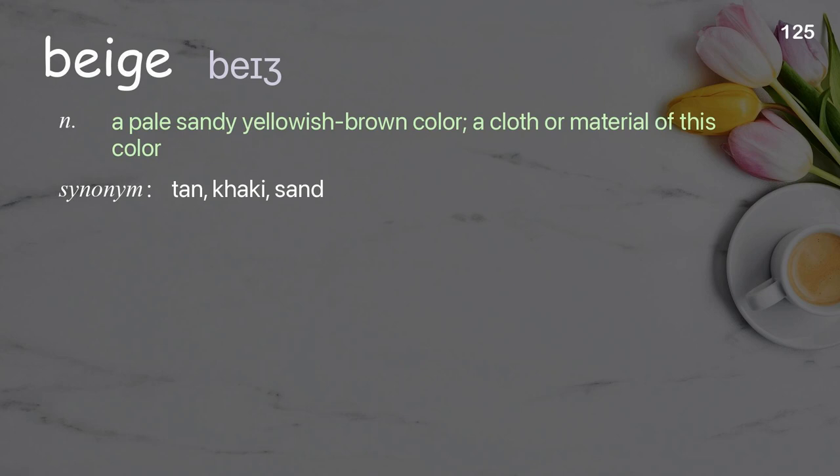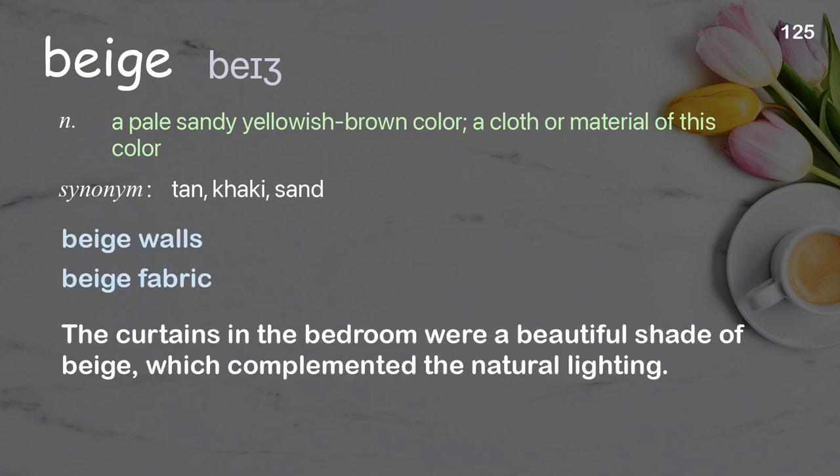Beige. A pale sandy yellowish-brown color. A cloth or material of this color. Examples. Beige walls. Beige fabric. The curtains in the bedroom were a beautiful shade of beige, which complemented the natural lighting.